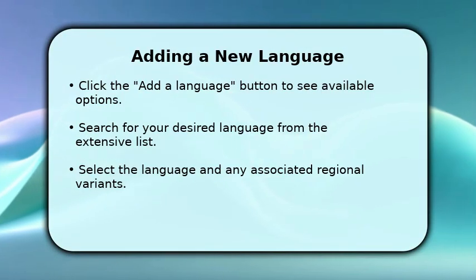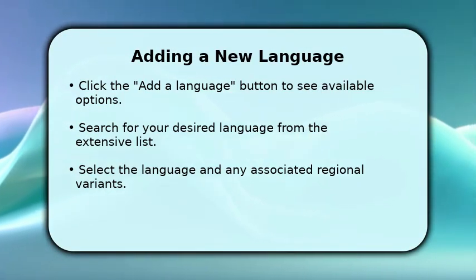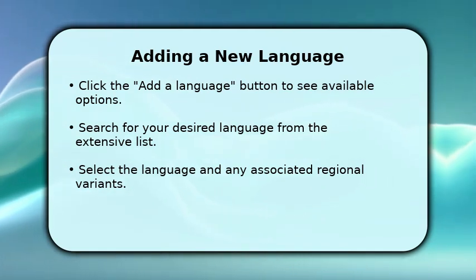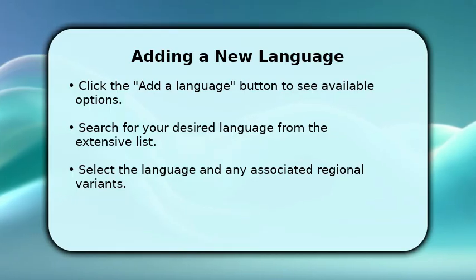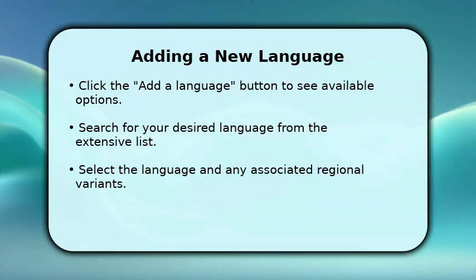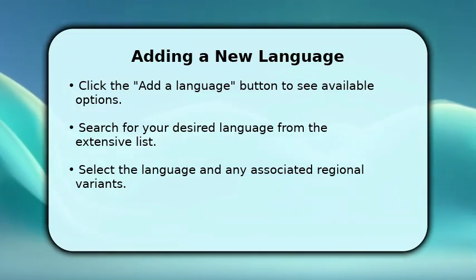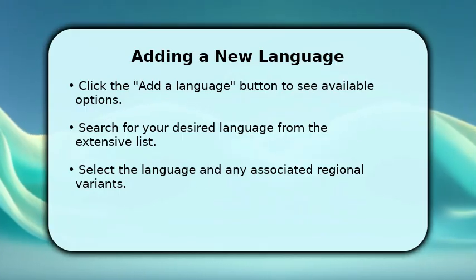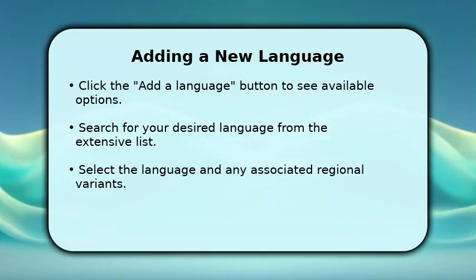Now, to add a new language, click the Add a Language button. You'll see a comprehensive list of many languages, often over 100 options from around the world. Browse or use the search bar to find your preferred language. Once found, select it and choose any specific regional variants if applicable, like English United States versus English United Kingdom. This step prepares your system for the new language.